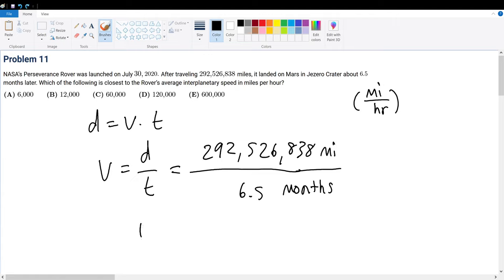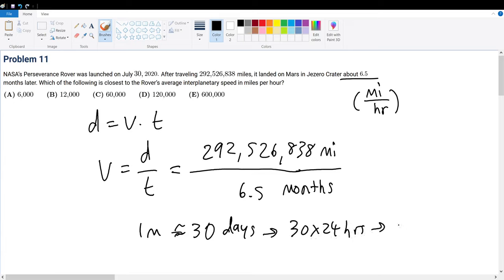So in 1 month, I keep saying month, so I'll just do 1M. Well, it's 6.5 months. In 1 month, there's roughly 30 days. Roughly, it doesn't really matter. You can say 31, but it's roughly 30 days. And how many hours are in a day? There's 24. So 30 times 24 will be the number of hours. So that's equal to roughly 720 hours.